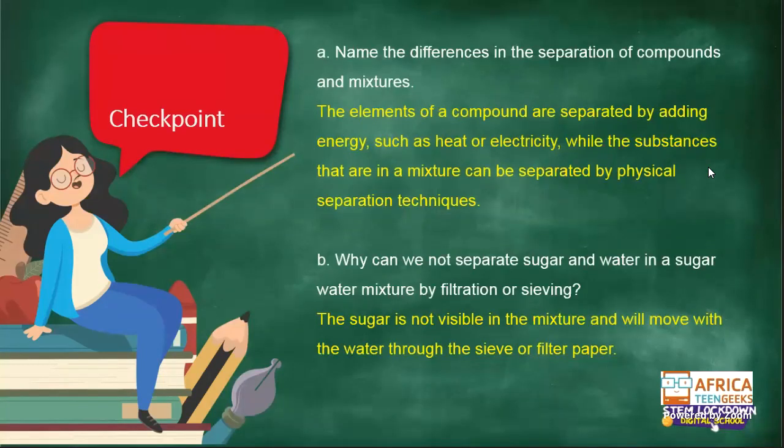Now, why can't we separate sugar and water through sieving? The sugar is not visible, so it will move through the water and through the sieve and the filter. You're not going to see the sugar in the water. You cannot separate sugar water through a sieve or through filtering because it has dissolved. But if you leave it outside in the sun, it will evaporate and form sugar crystals.